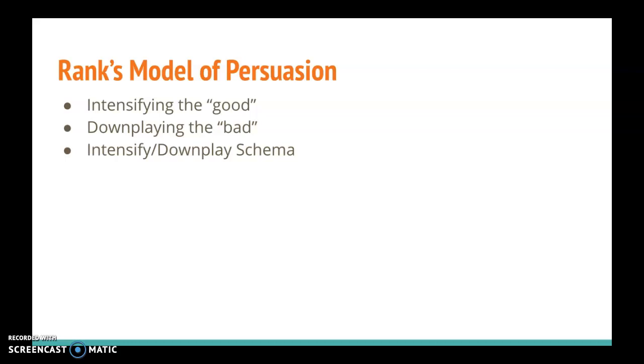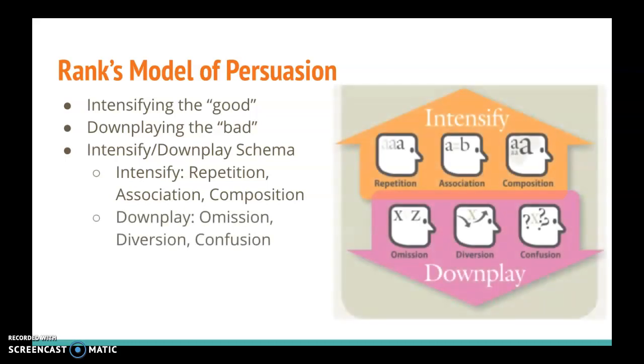And according to this schema, the most common means of intensifying something are by repetition, association, and composition, whereas the most common means of downplaying something are by omission, diversion, and confusion. Now, we're going to break down each of these different pieces of this schema in the following slides. But ultimately, Rank's model of persuasion says that we intensify the good things and downplay the bad things in order to try to get somebody to buy into our persuasive message.